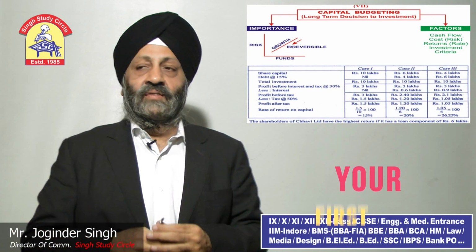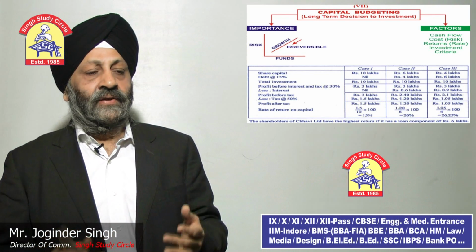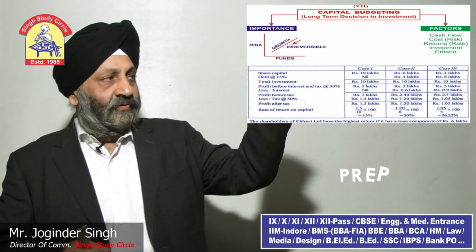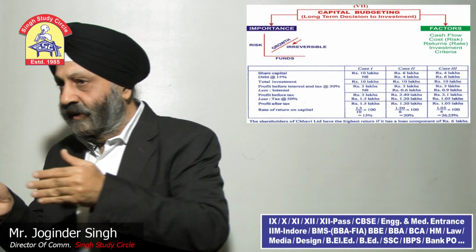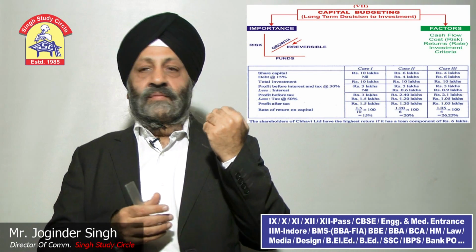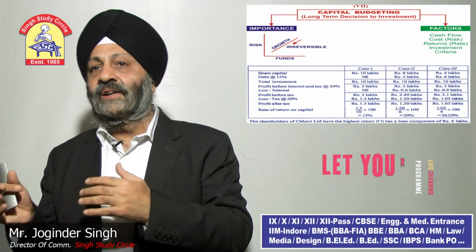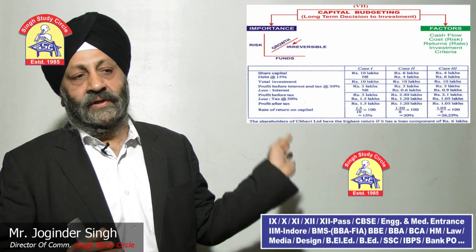Now there is a question asked: what are the factors which will affect capital budgeting decision? I have written simple points. First is cash flow, with what speed we will get cash back. Second is risk involved or the cost involved. Third is what is the rate of return. And fourth is what is the investment criteria. These are the 4 points written on the back side, factors affecting capital budgeting decision.